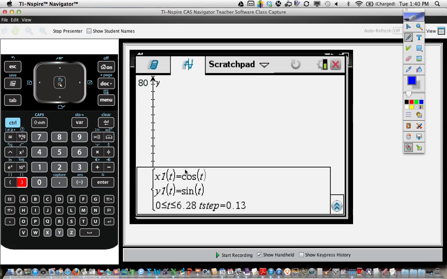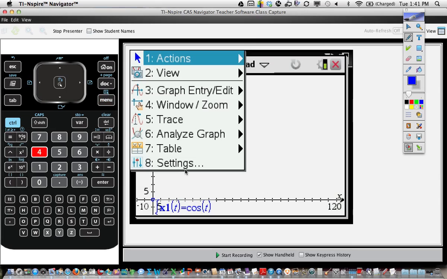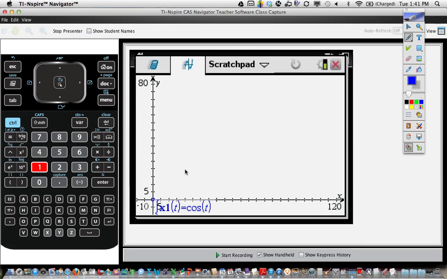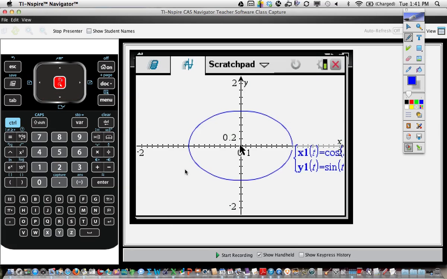Now our window's no good. Go ahead and hit enter, and we're going to have to fix our window. It's this little tiny thing down here. Go to your window settings, and let's do like -2 to 2 on both of them. It should be a nice unit circle, except for one problem. It doesn't look like a circle. Why is that?